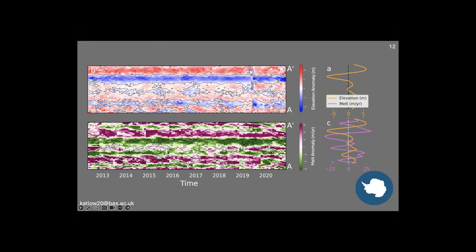And so in this bottom right panel, where we have elevation in yellowy orange and melt in purple, we can see a really clear anti-correlation between where we have a channel and where we have positive melt rates. And that occurs across the three channels that we see in this transect.